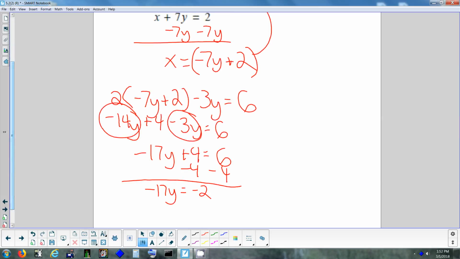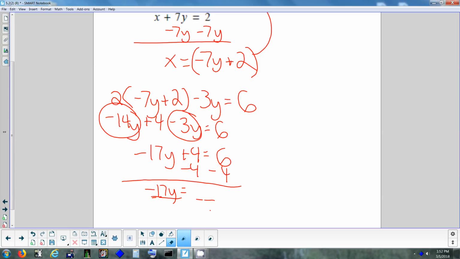equals negative 2. I'm sorry, 2. Yeah, you keep the sign. And then divide by 2. Wait, how do you do 17 divided by 2? You know what? Because you have to divide by negative 17. I'm sorry, guys. That's what I get for going fast. I'm so confused.